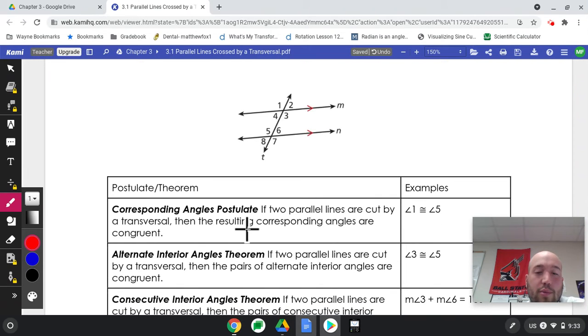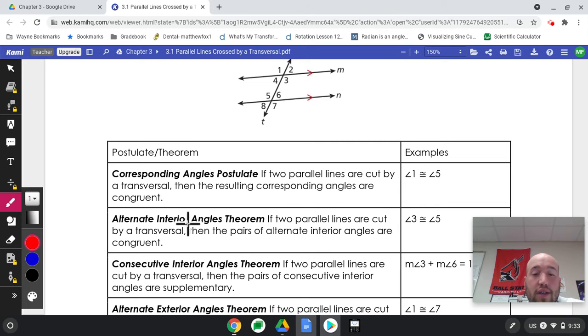So the corresponding angles postulate. Basically, if these two lines are parallel and cut by a transversal, then the corresponding angles we get are going to be congruent. So 1 and 5 are congruent. Another example, 2 and 6, they're congruent. They're the same.